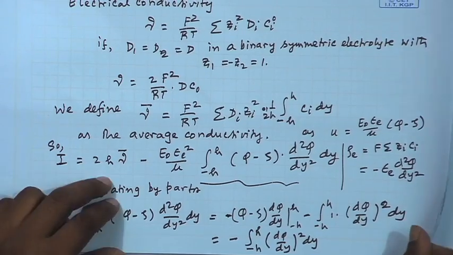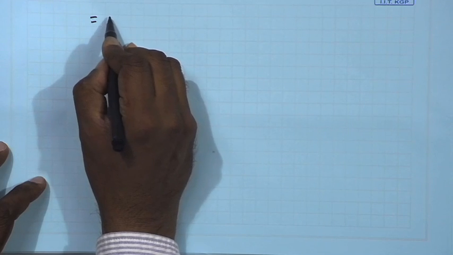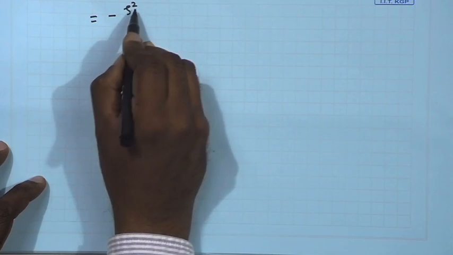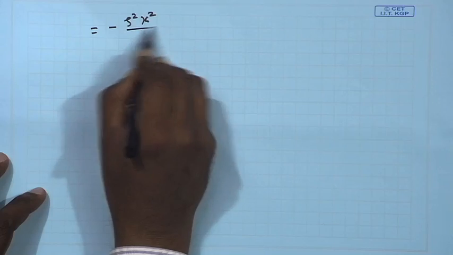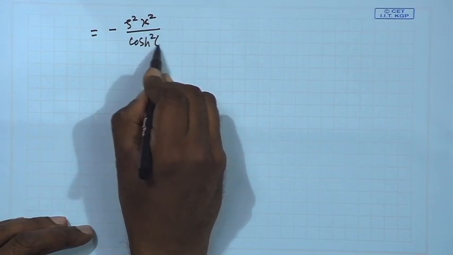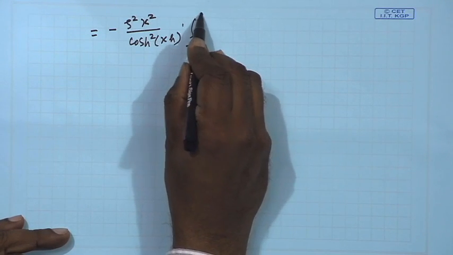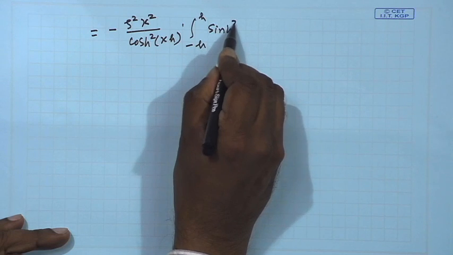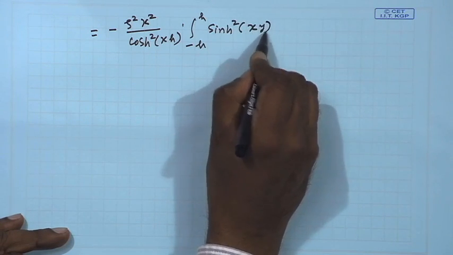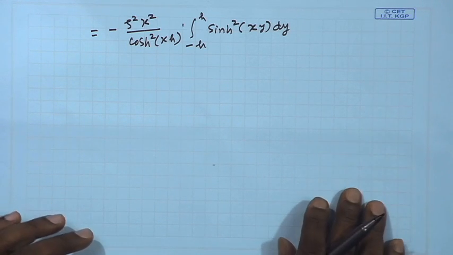Now d phi dy whole square, phi is known in quasi-parabolic terms. So this becomes an integration. If I substitute the phi value, quasi-parabolic ky by quasi-parabolic kh, this becomes minus h to h sine hyperbolic square kappa y dy. This is not k, we have defined it as kappa because kappa is the inverse of the ideal thickness.